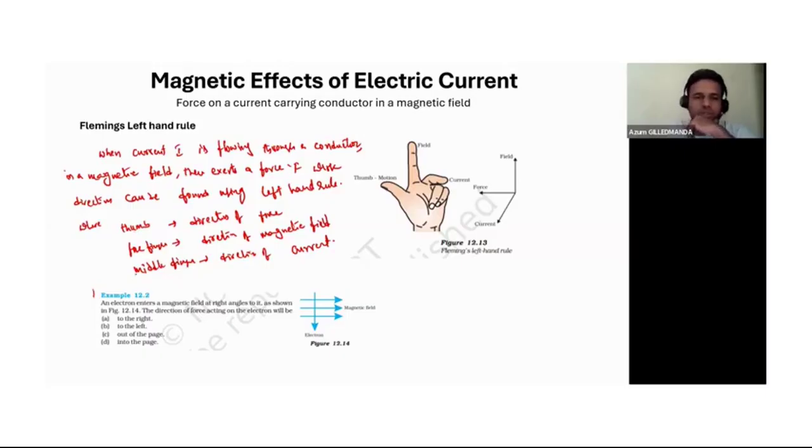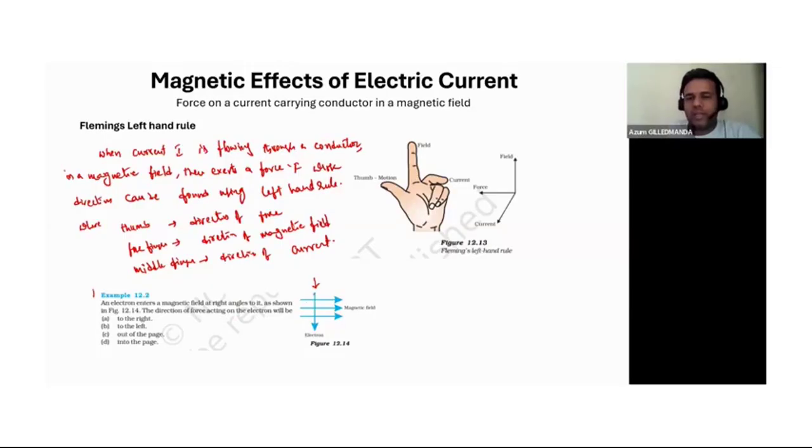Okay, now let's look at this example and use Fleming's left-hand rule to find the direction of the magnetic force. An electron enters a magnetic field at right angle to it. So here is the electron, entering the magnetic field, which is horizontal. Let's say these three fingers show the magnetic field, and an electron is entering perpendicular into the magnetic field downwards. What will be the direction of force acting on the electron?